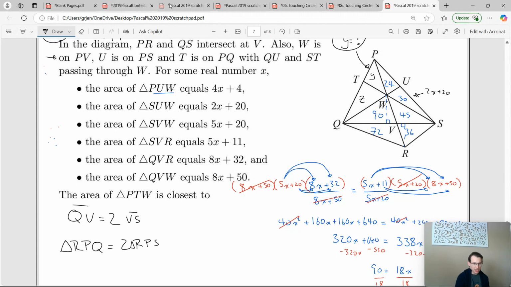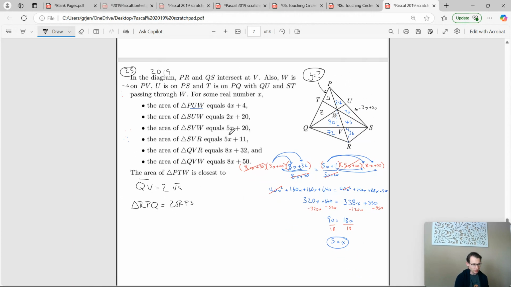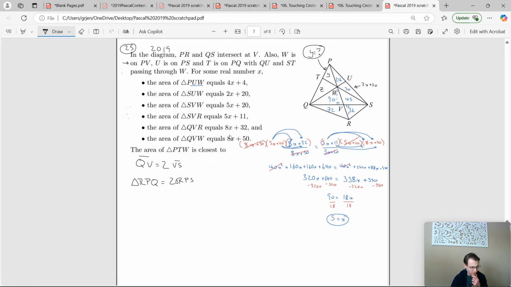But area RPS is, let's just zoom out a little bit so we can see all the things. So that's equal to 2 times 24 plus 30 plus 45 plus 36. Okay? So 2 times that, well, we add all those up. 36 plus 24 is 60. We got 90, 45, that's 2 times 135. So that's equal to 270.